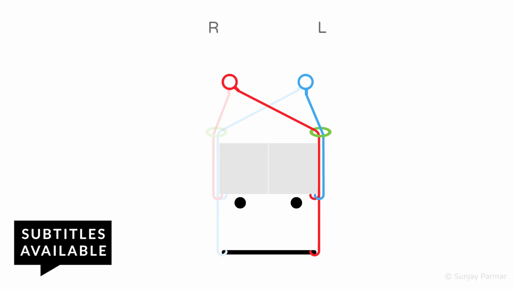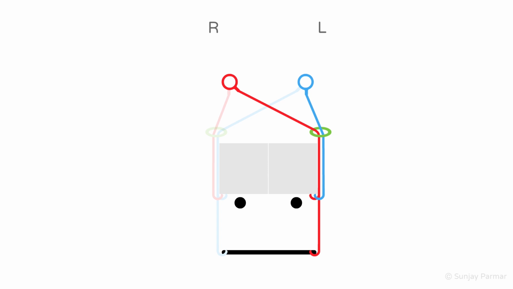Hi there, this is an animated analogy to explain how upper and lower motor neuron facial palsy causes differing patterns of facial weakness. The facial nerve has sensory, motor, and autonomic functions, but for this analogy, we will focus on its main function, which is to innervate the facial muscles.